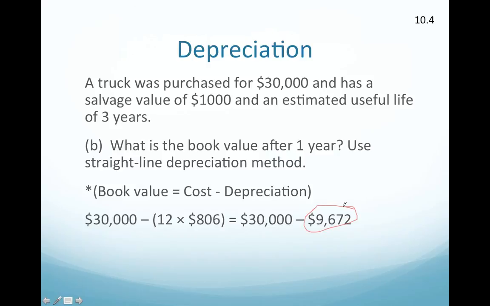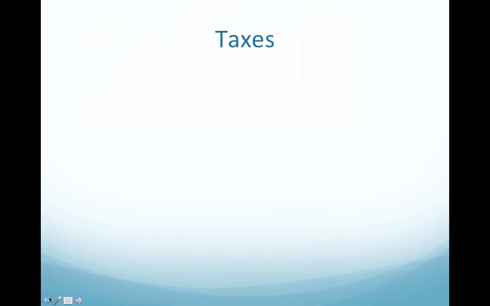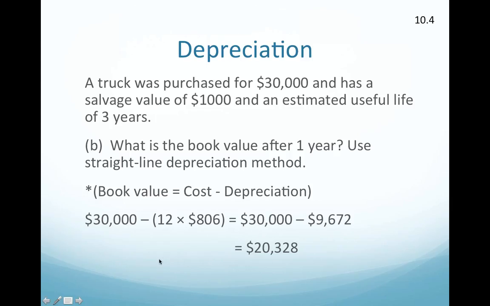But in order to figure out the book value, we're going to have to look at the annual depreciation. And from there, that'll give us our book value. Let me take that back. That'll give us book value of 20,238. Now, if we wanted to find the depreciation for next year, it would still be the same annual depreciation of 9,672.